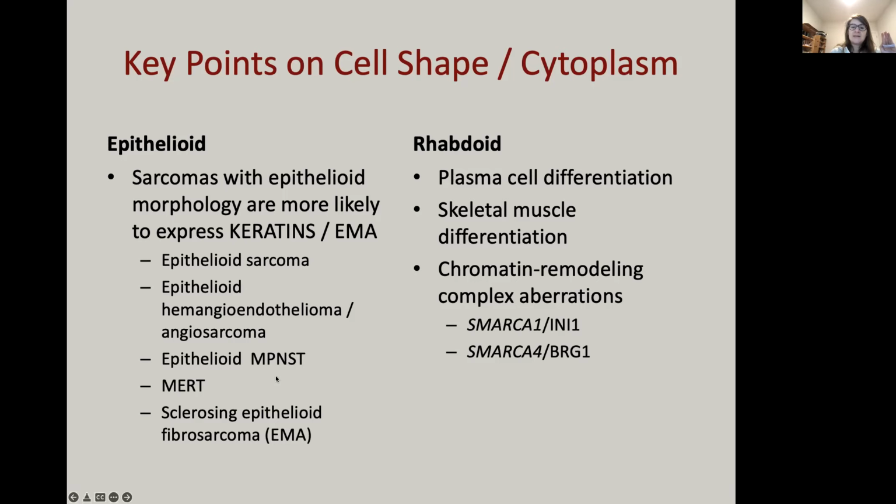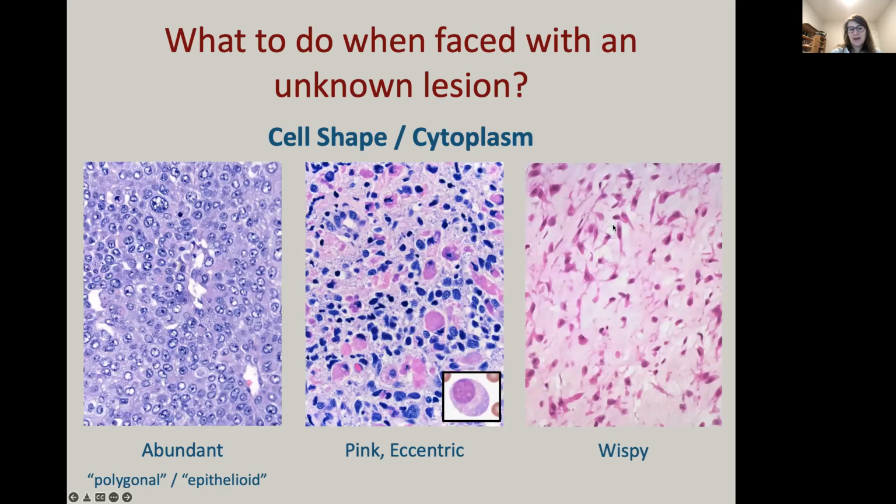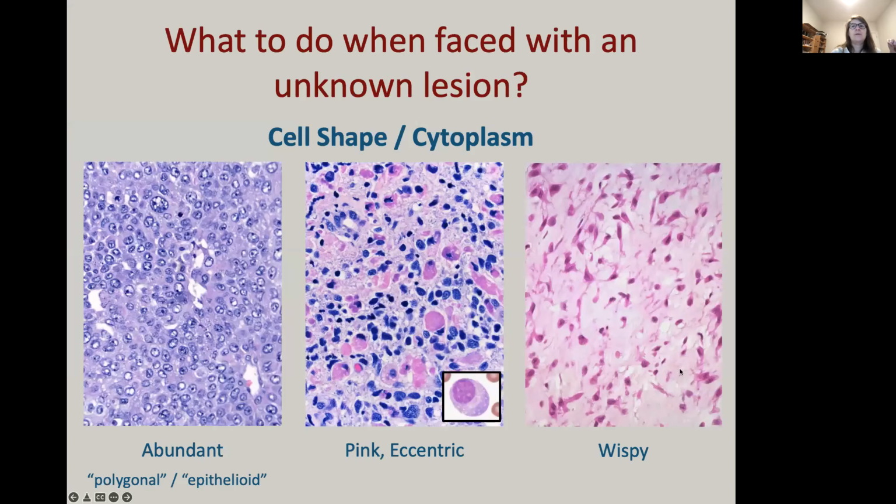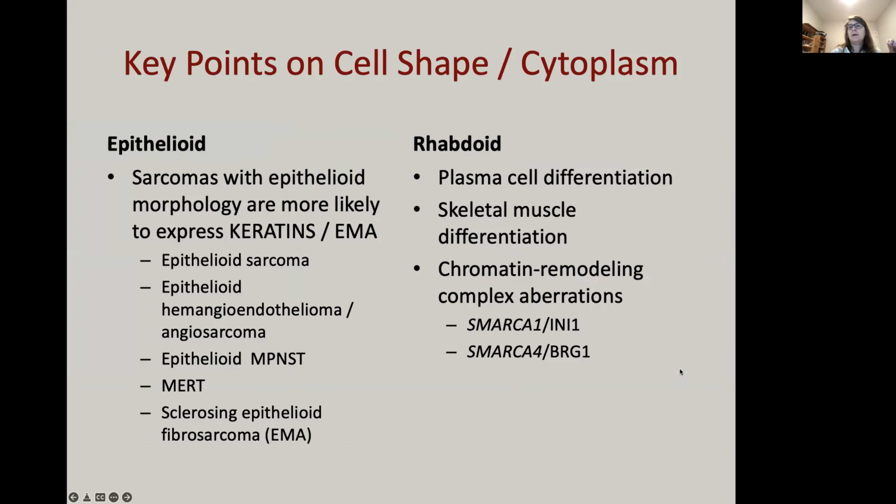What I will say is, for skeletal muscle differentiation, right now we're not dealing with SMA, smooth muscle actin. Let me pull up that chart again. We're basically dealing with desmin or MSA. Desmin is pretty good. If something has skeletal muscle differentiation, more often than not, it will have desmin. Once it has desmin, then you can go ahead and probe for myogenin, but that would be the algorithm for skeletal muscle, okay?